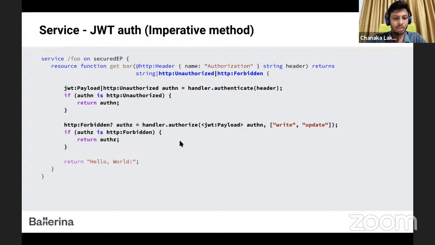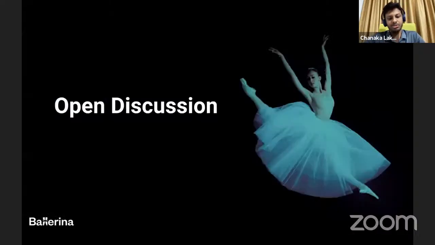Likewise, there are handler objects provided in the HTTP library for all the client and service authentication methods. We can use these based on the requirement, but most importantly, this imperative method should not be the first choice. It can be used in advanced use cases like implementing security for a web hub, etc. Okay, thanks for joining. If you have any questions, please feel free to ask.